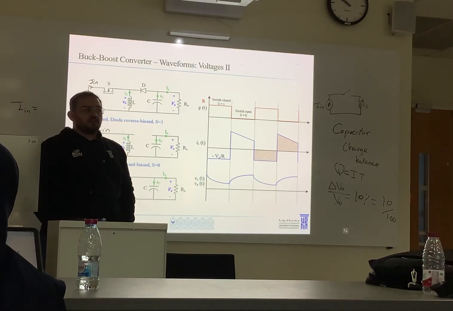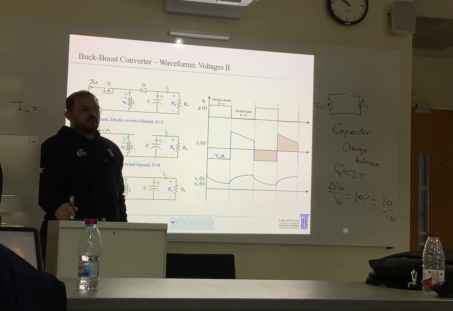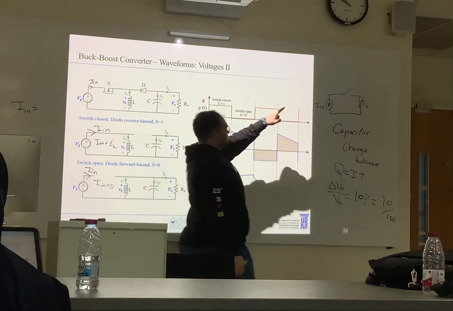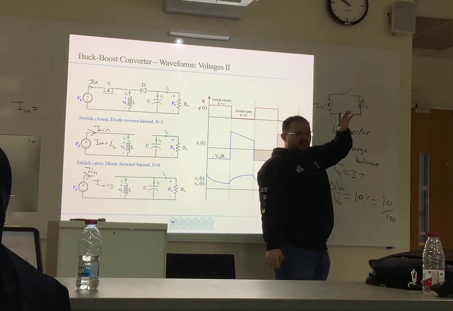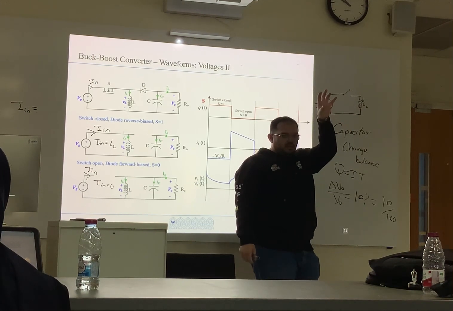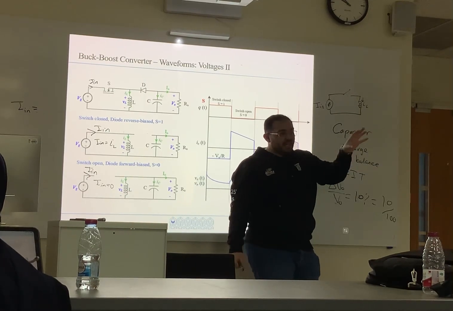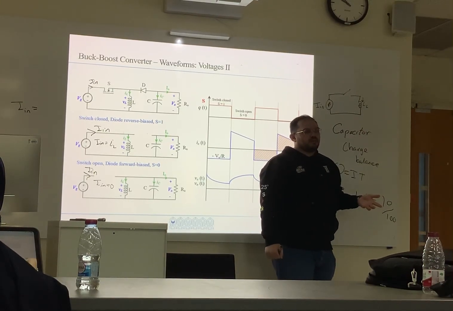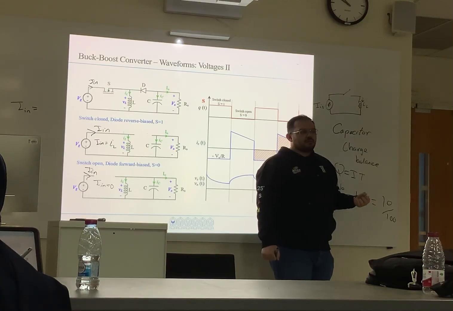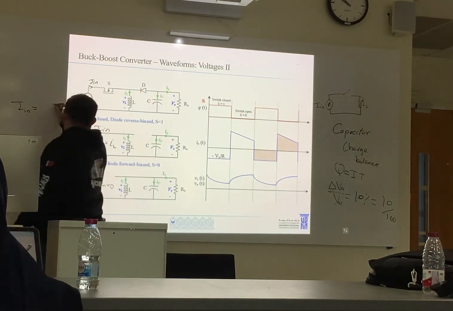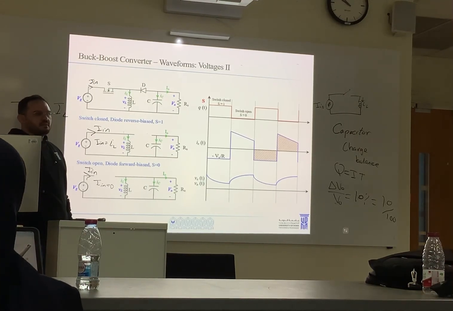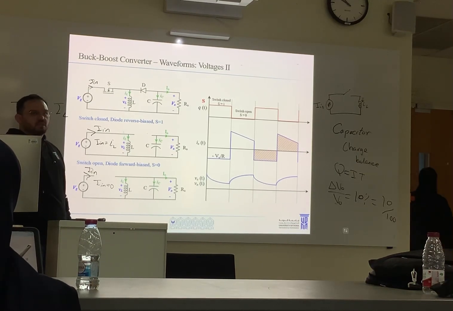D, 1 minus D, T. In equals IL when what? When the switch is closed. Okay. So that is a portion of IL. In is a portion of IL. So what is that portion? Duty cycle and time. Duty cycle and the frequency. Average value. In equals?